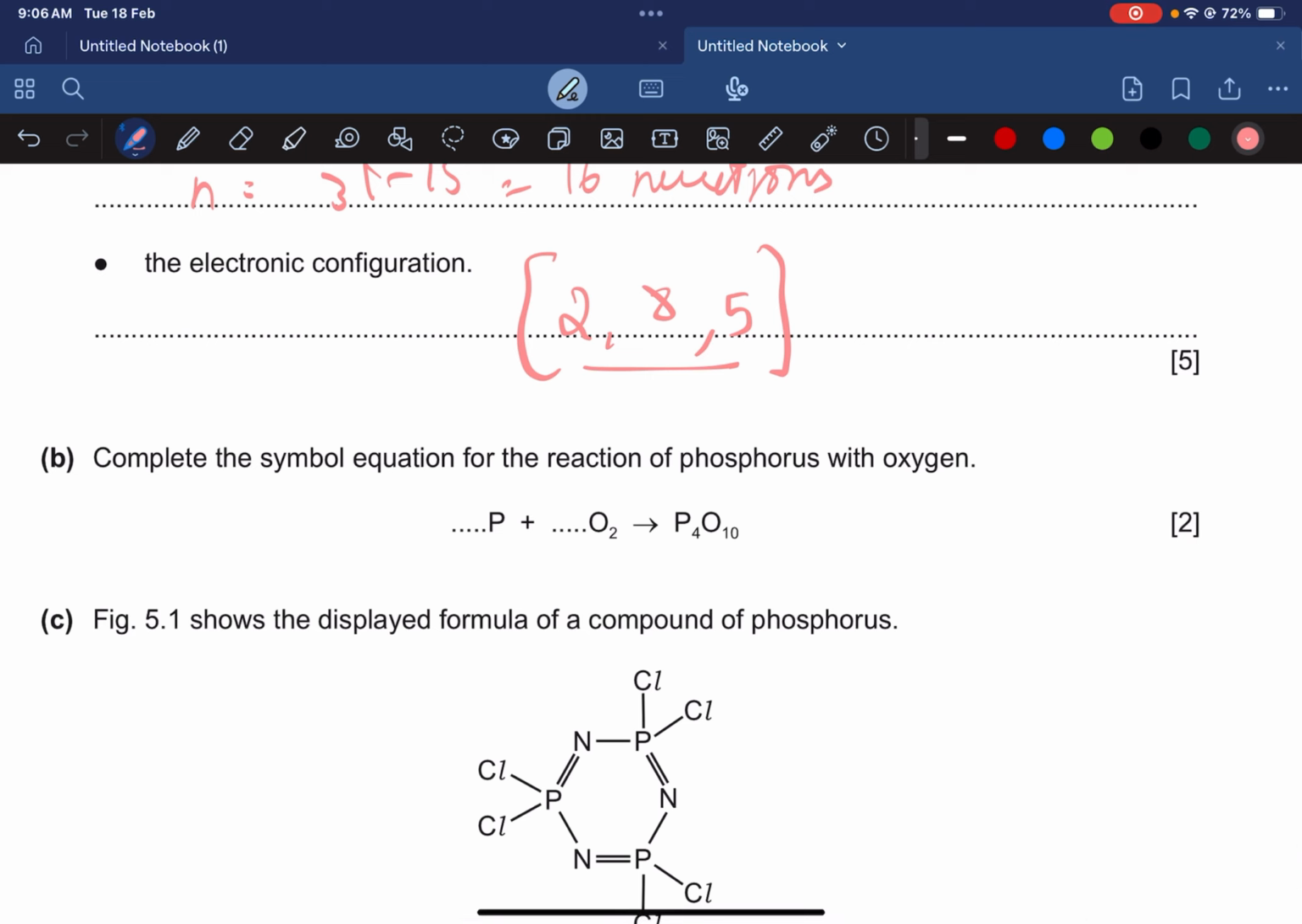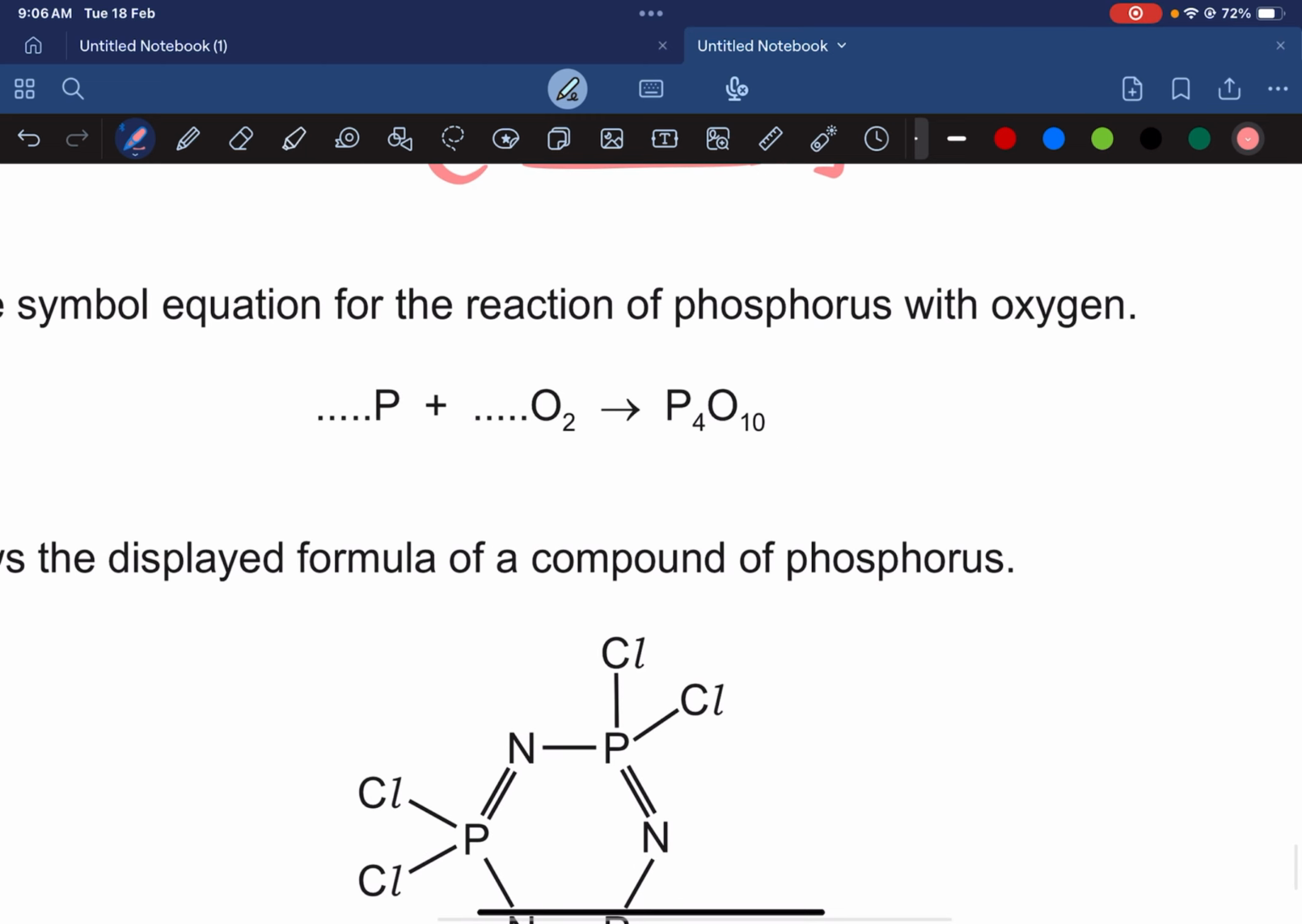Complete the simple equation for the reaction of phosphorus with oxygen. Okay, we take a 4P over here, and that's a 10, so we take a 5 here. 5 O2 makes 10 oxygen atoms, that's balanced.